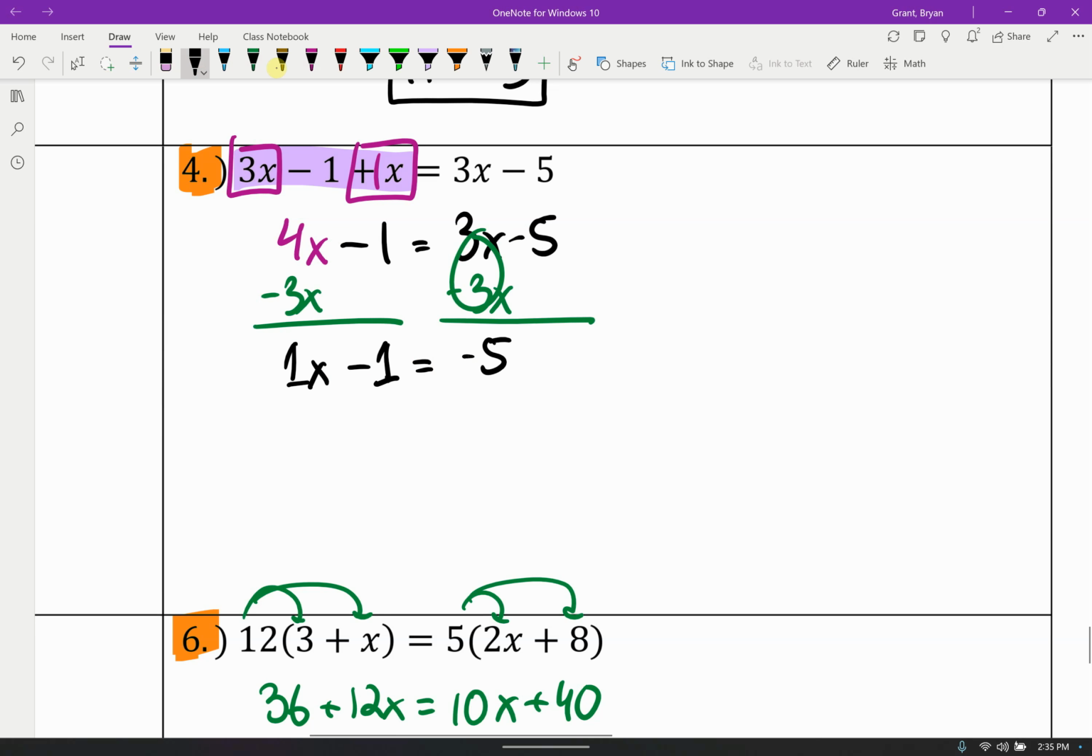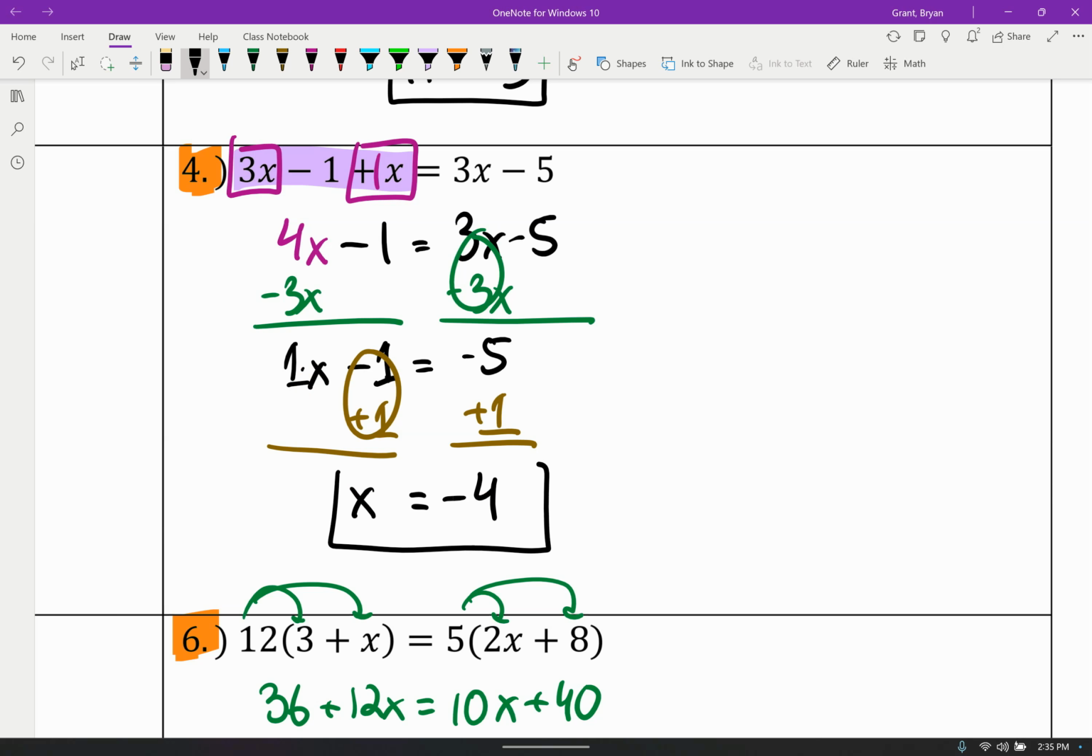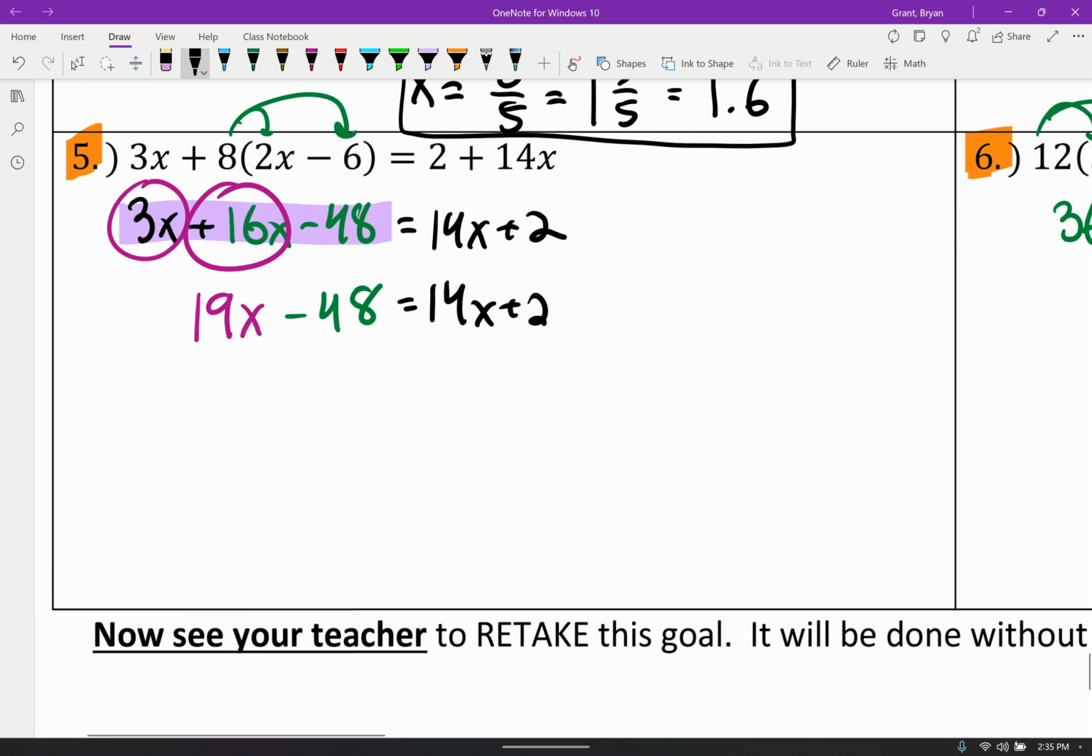Okay. Then we look at the side that has x. My side that has x is here. We're going to undo subtracting 1 by adding 1 on each side. And notice that this is a 1x, but to undo a 1x, we don't even need to write the 1, do we? I think we're actually done on this side. It's just x equals negative 4. 2 problems to go. Great job, guys.